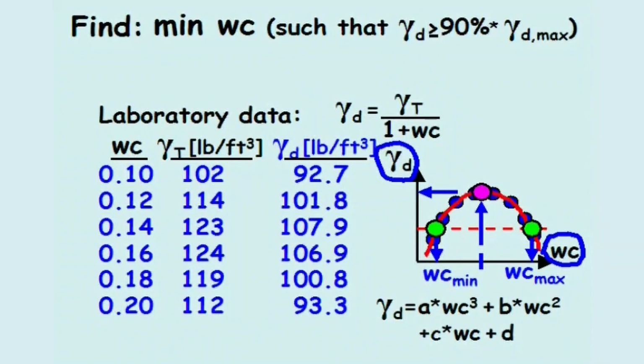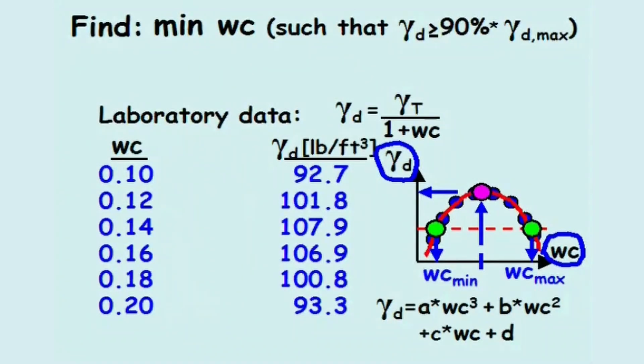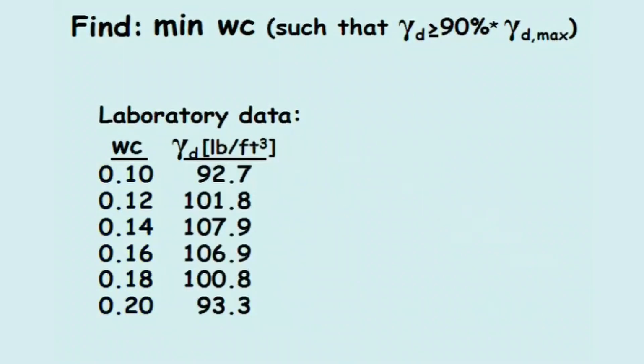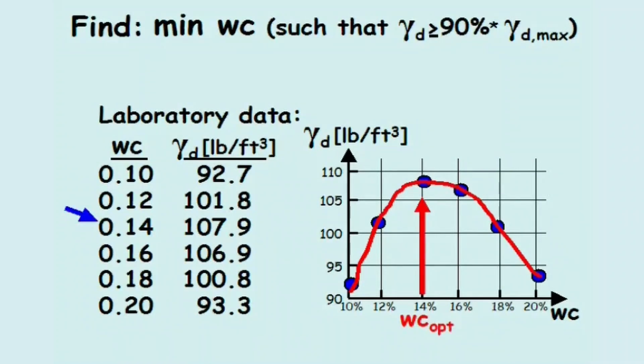We can now remove the middle column of data containing the total unit weight and move our dry unit weight over. Now we're ready to plot our laboratory data with water content values of 10%, 12%, 14%, 16%, 18%, and 20%. The line of best fit is added, and using calculus, or the eyeball, 14% was determined to be the optimum water content.